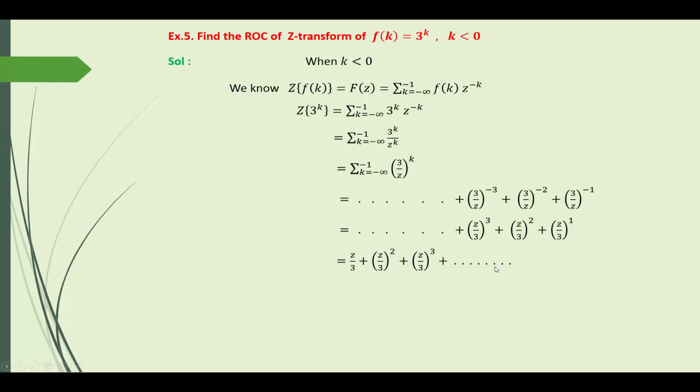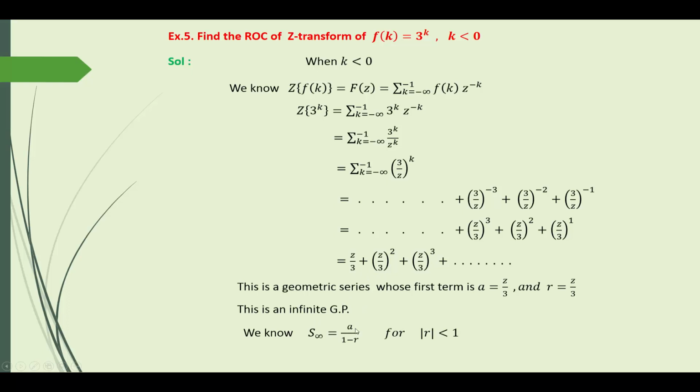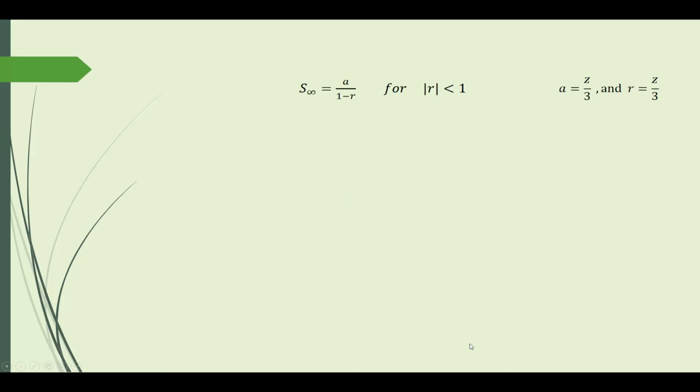This is a geometric series whose first term a is z upon 3 and common ratio, second term divided by first term, is also z upon 3. First term is z upon 3, common ratio is also z upon 3. This is an infinite GP, and we know the sum to infinity S infinity is a upon 1 minus r for mod r less than 1.